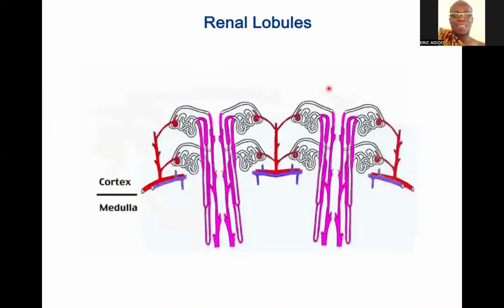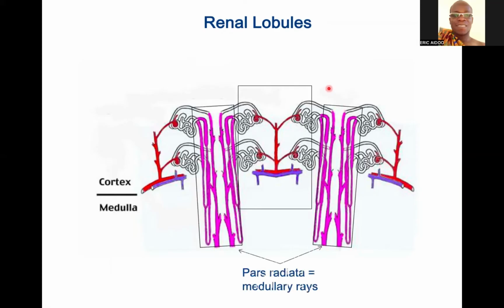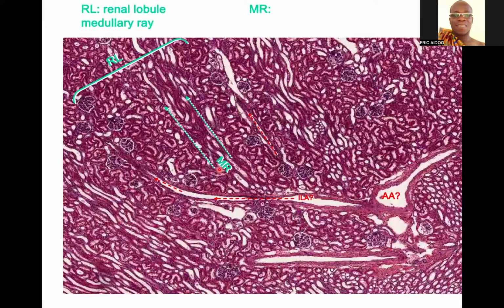If you take a lobe, this is what you see. So that will be the pars radiata with the medullary rays, intralobular artery, which will be the afferent arteriole. Then you have the interlobular artery in between the lobules. So again, you can see all these pars convoluta containing glomerulus, and then you may also find convoluted tubules elsewhere. Then that will be the pars radiata.